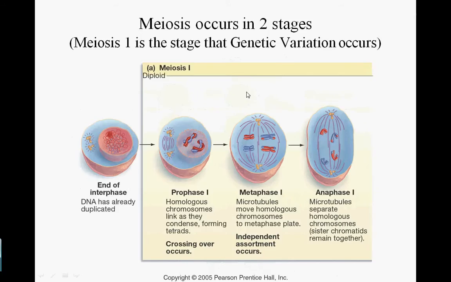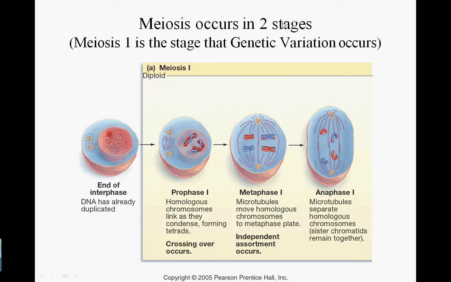So let's talk about meiosis. Meiosis occurs in two stages, and if I'm going too fast, feel free to pause it, take it all in, rewind it. You can do that, right? You might want to write something down. Just go ahead and do that. But, okay, let's review real quick.